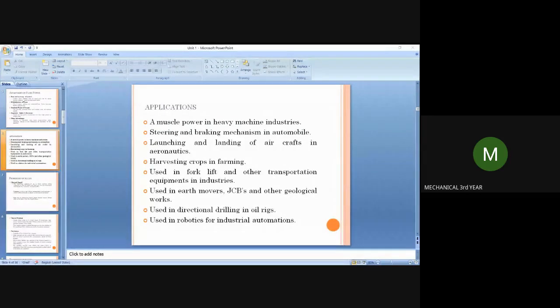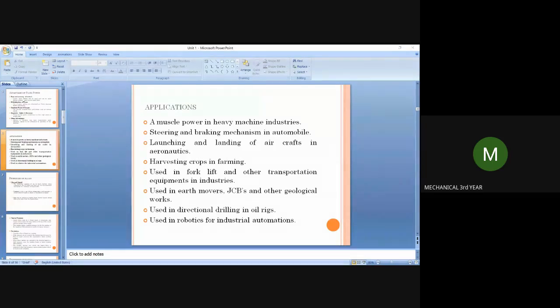And the launching and landing of aircraft in aeronautics, especially in the navy, uses a hydraulic system for landing, and also in the aircraft itself. The landing gear works with the help of a hydraulic system. These are all applications of hydraulic systems, and also harvesting crops in farming. It has extended its hands over farming too, so that it helps in cultivation and in all aspects of farming.